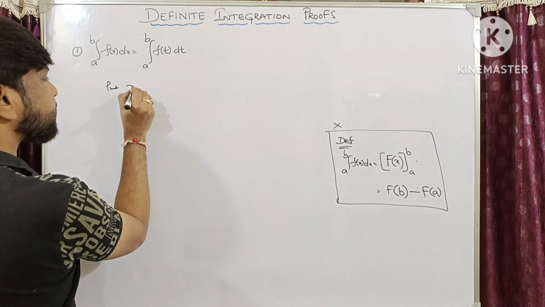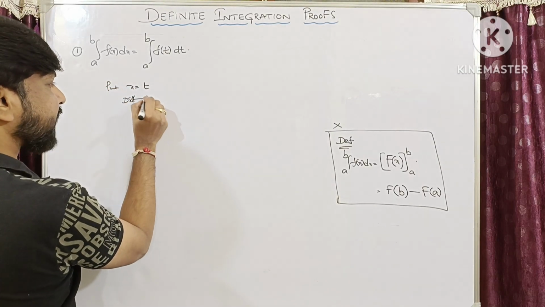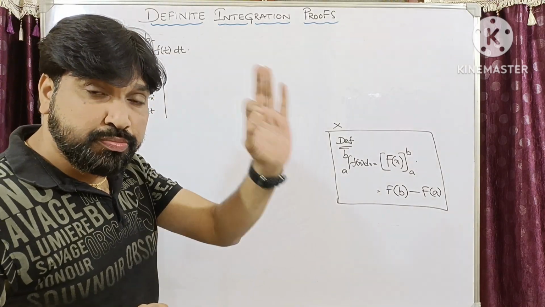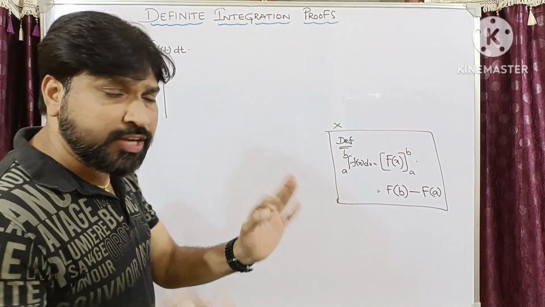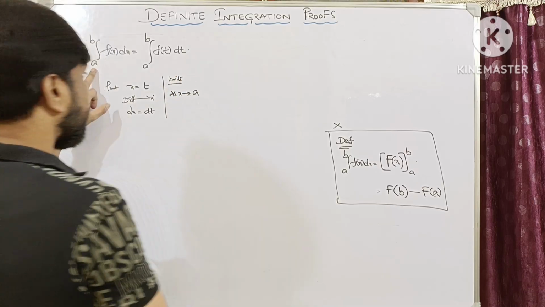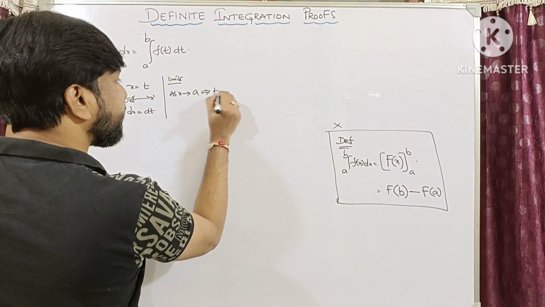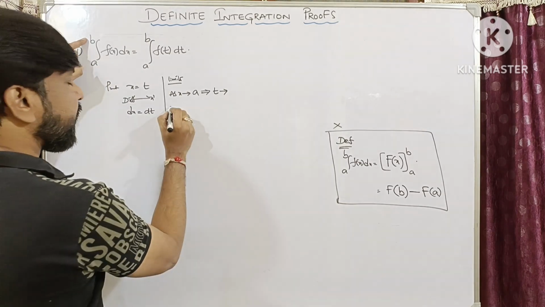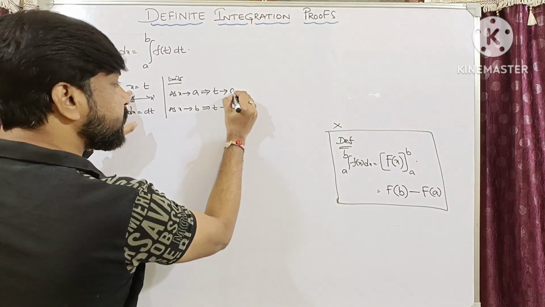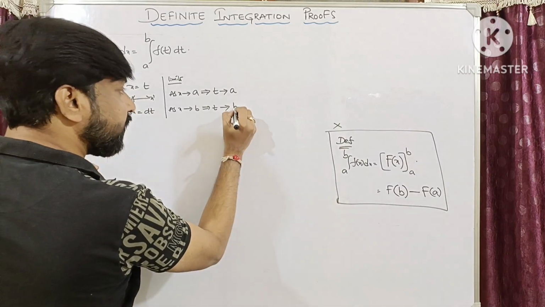So you are going to put x is equal to t. Differentiate with respect to x. So dx is equal to dt is the substitution. Whenever you are taking the substitution, you must change the limits. That is the property in definite integration. So what are the limits here? As x tends to a, t tends to a. As x tends to b, t tends to b. If you take x as a, t is also a. If you take x as upper limit b, t is also b.